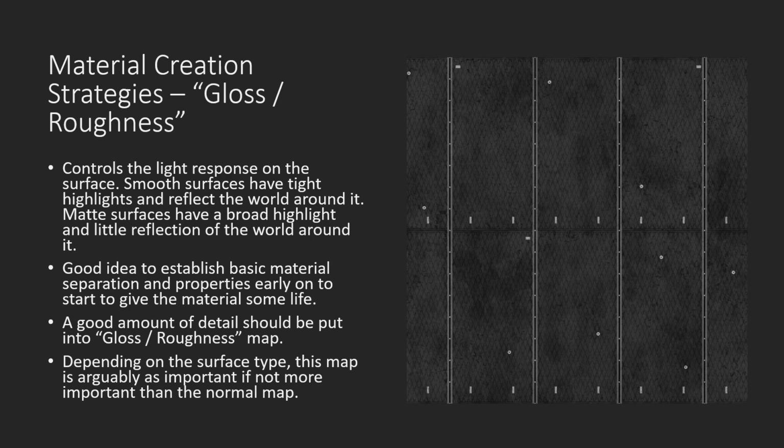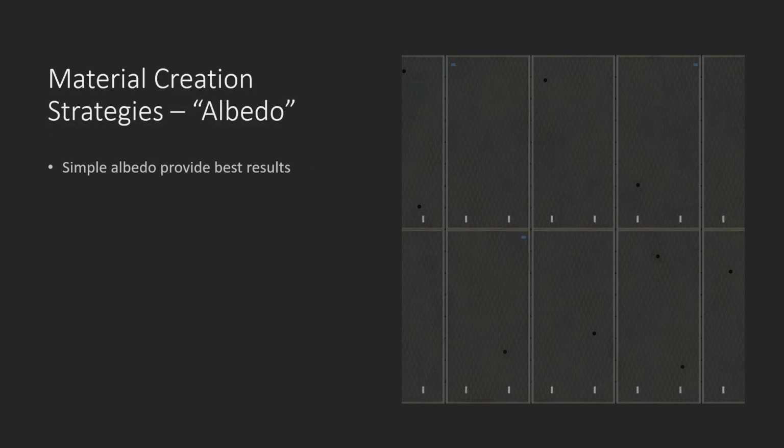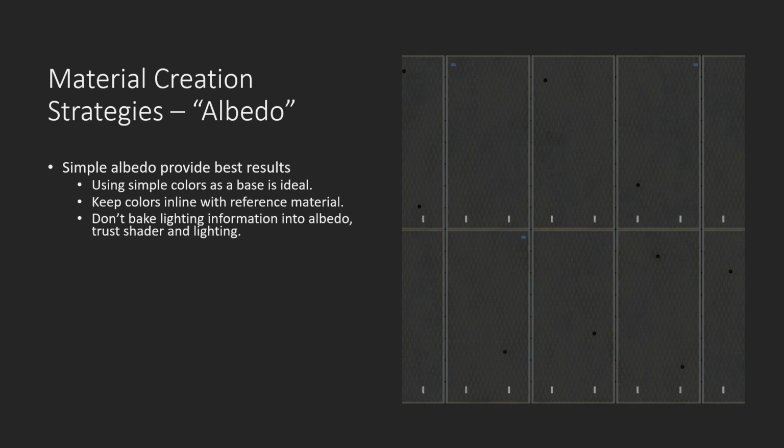And then as far as the albedo goes, you want simple albedos. They provide the best result. Using simple colors as a base is ideal, and you want to keep colors in line with reference material. Don't bake lighting information into the albedo. Trust the shader and trust the lighting. They're going to do their job.